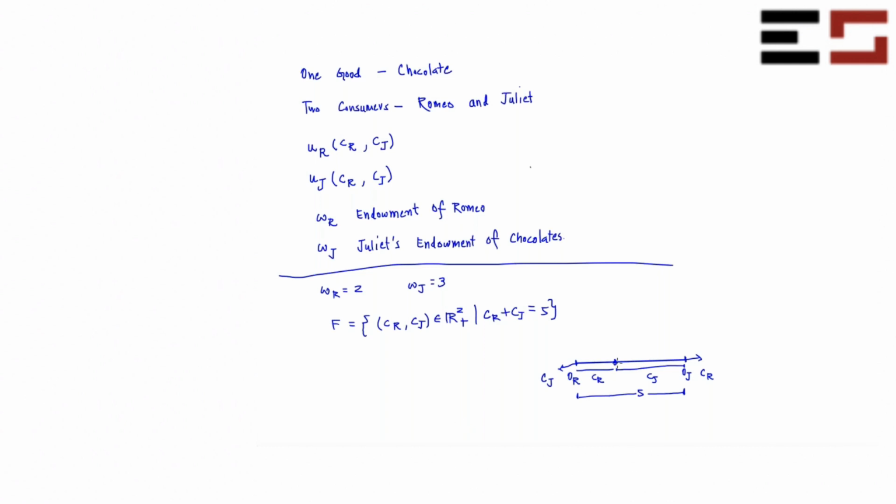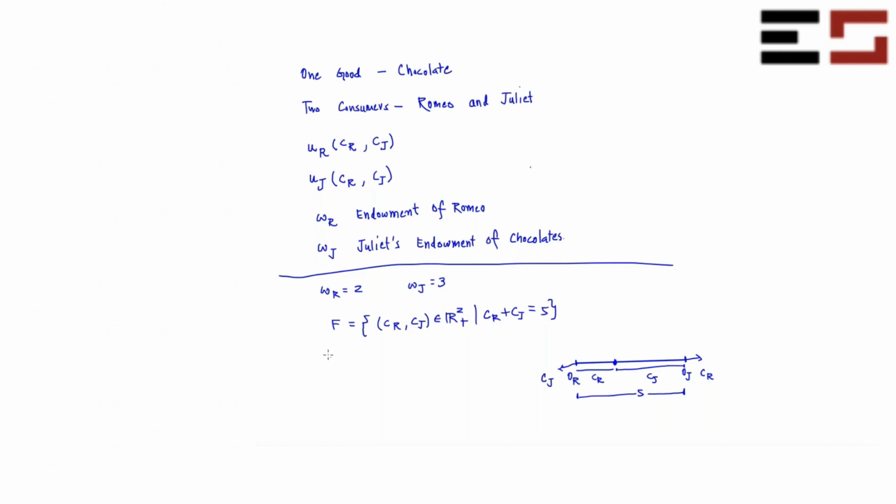Obviously, if you move from this point to this point, then you are increasing Romeo's consumption of chocolates and reducing Juliet's consumption of chocolate. If you move leftwards, the opposite happens. This is how you can represent this using the Edgeworth line. Let us now figure out, for some pair of utility functions, the set of all efficient allocations.